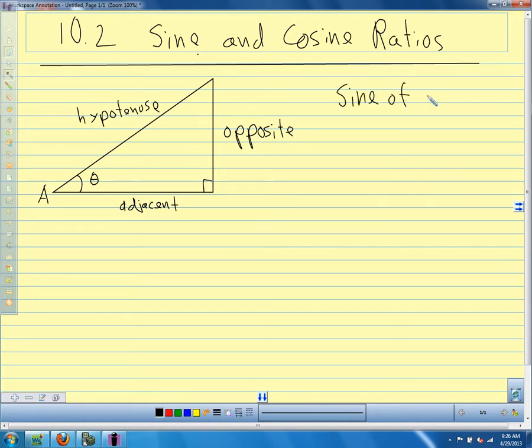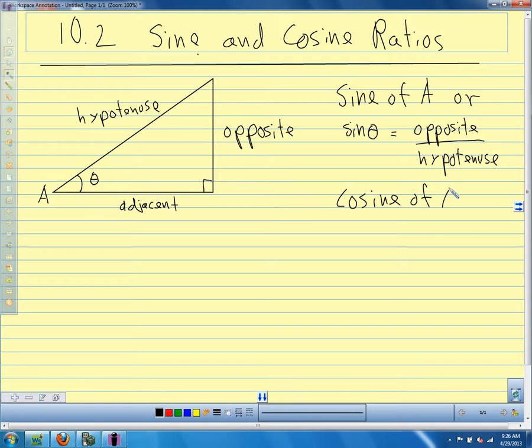The sine of A, or we write sine theta, is the opposite over the hypotenuse. And we're going to say that the cosine of A, or cosine theta, is the adjacent over the hypotenuse.